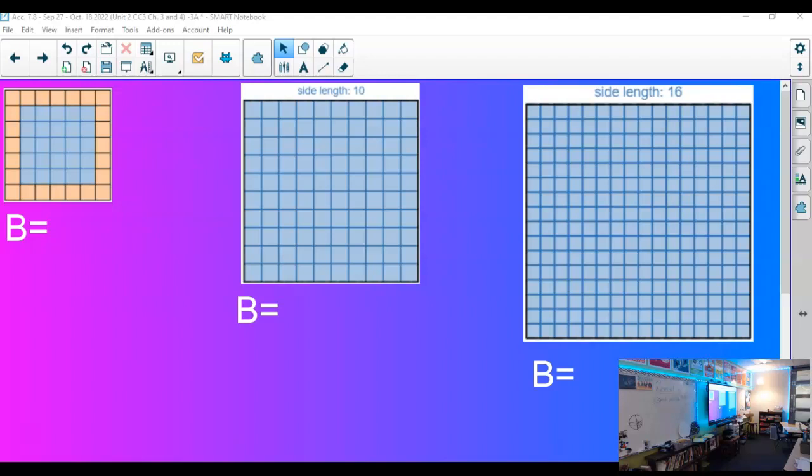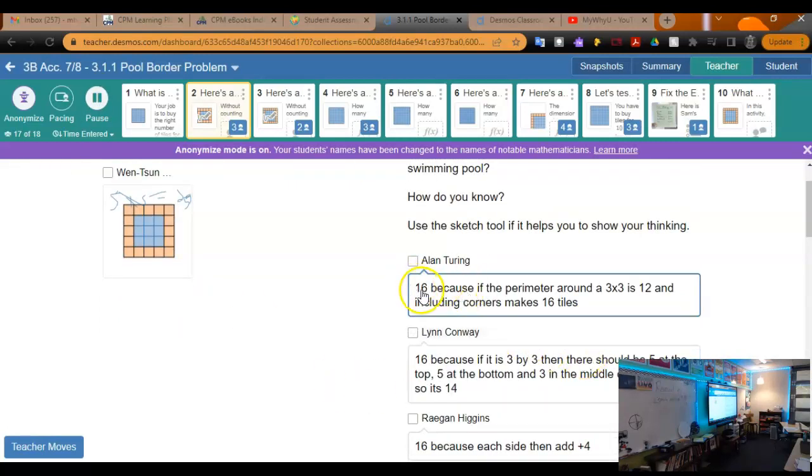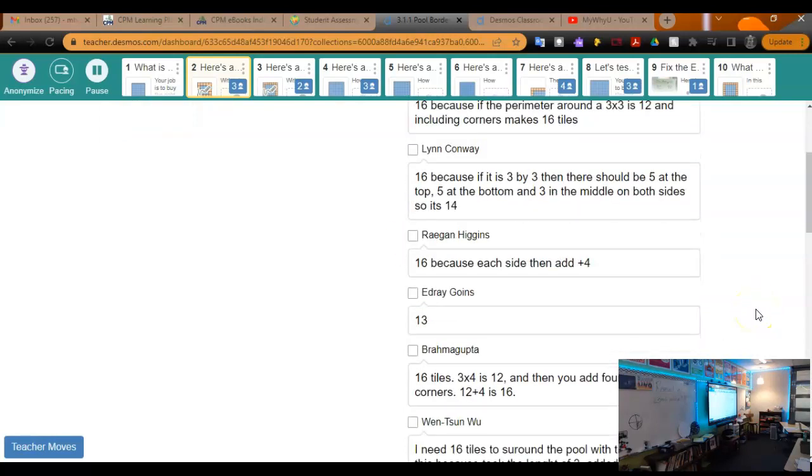So what's interesting is the different stuff you guys are saying. 16 because the perimeter of the 3x3 is 12, and including the corner makes 16. For 3x3, there should be 5 at the top, 5 at the bottom, 3 in the middle on both sides. I think they need to decide whether it's 14 or 16. And I'll unpause in a second, after we appreciate some of these. And this is anonymized, so we can't tell who we are, especially because I'm recording.